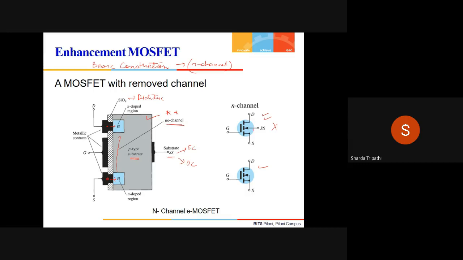If you look at the symbol, the difference is that here you show this dotted line over here instead of a solid line. If you remember, earlier we had a solid line this way. But now we have this dashed line, and this dashed line symbolizes the absence of the channel.